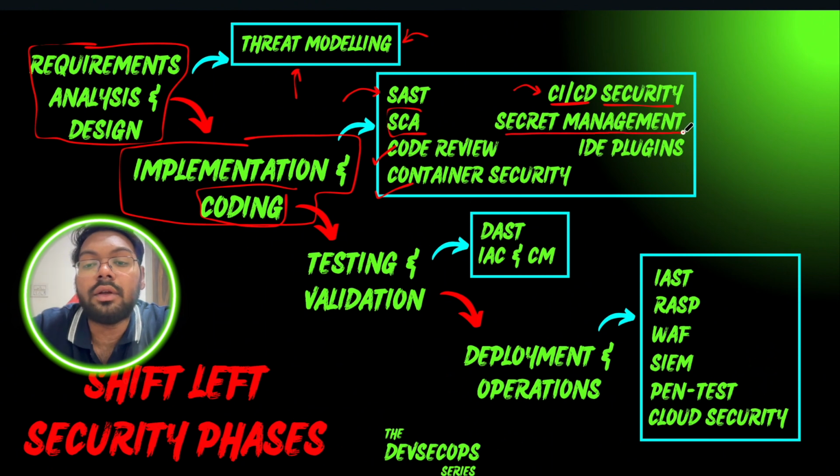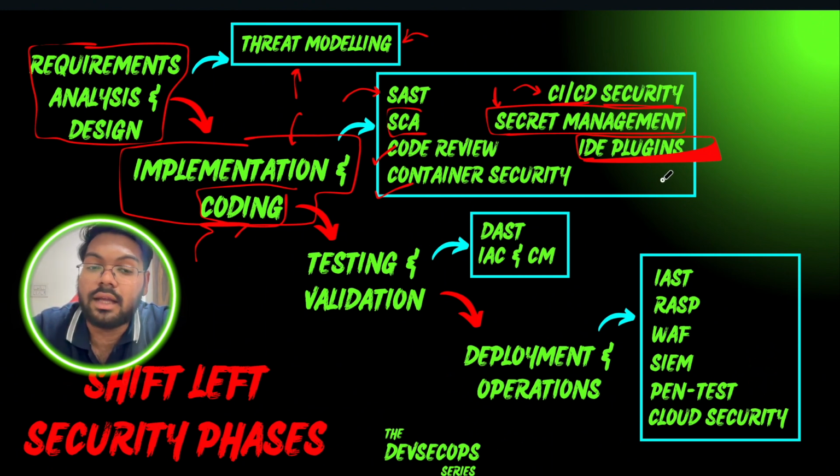Secret management: a lot of secrets are being used these days, API tokens or pass keys, secret keys, IDs, access keys, instead of using username and password. So managing those secrets is a huge task which we can include in this particular phase. Then IDE plugins are what we can use while the development team is coding, and they can get findings out of it, like whether this thing is vulnerable or not.